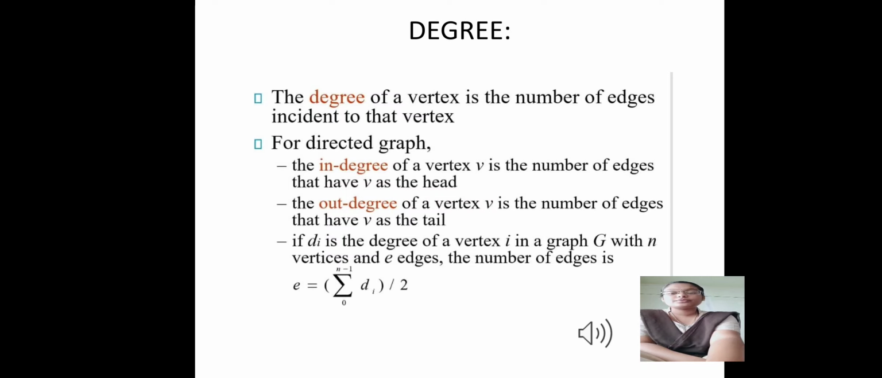If d i is the degree of the vertex i in a graph G with n vertices and e edges, the number of edges is calculated using the formula E equals the sum from i equals 0 to n minus 1 of d i, divided by 2.